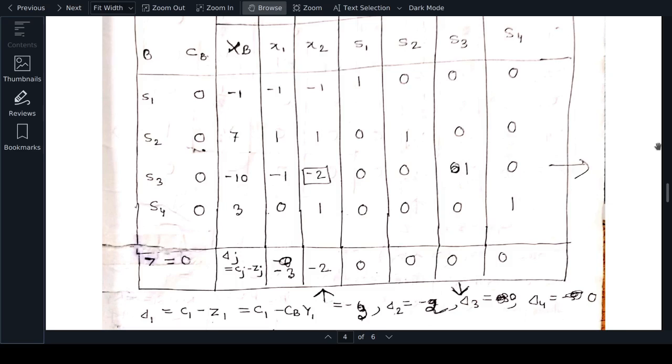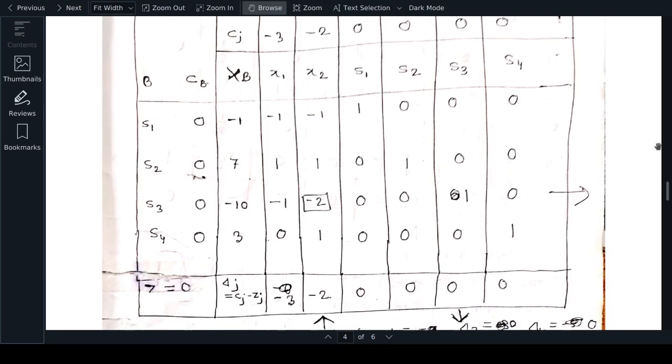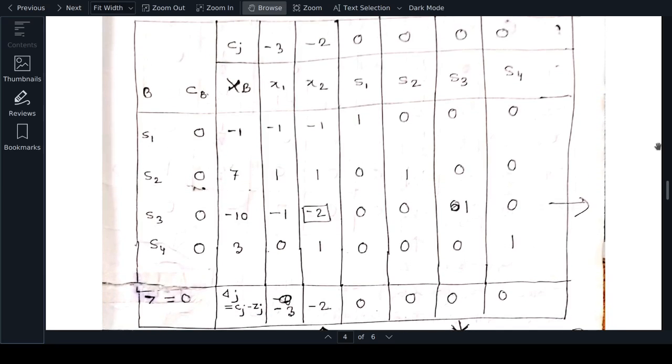Then what we do next: we find out the key row and key column. How to find the key row? In the xb column, the most negative value is what? In xb column, key column, key row, how to search?